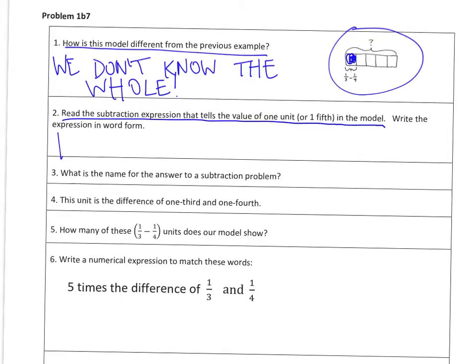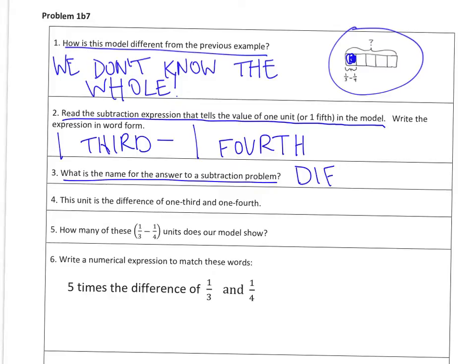Well, that is 1/3 minus 1/4. So whatever 1/3 minus 1/4 is equals 1 of these units. So what's the name for the answer to a subtraction problem? Ooh. So we know it's the sum if we're adding, but if we're subtracting, it's the difference. So this unit is the difference of 1/3 and 1/4.